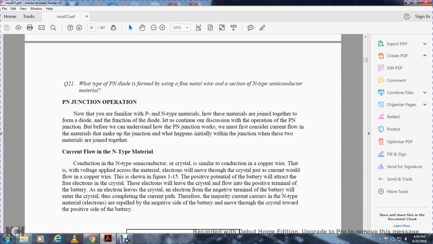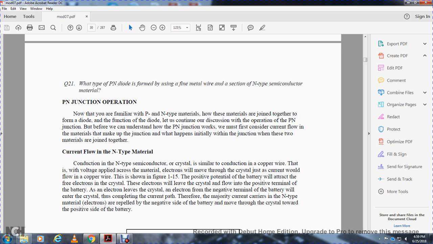Current flow in the negative type of material, the conduction of the N-type semiconductor crystal, is similar to conduction in copper wire when a voltage is applied across the material. The electrons will move through the crystal just as current would flow through copper wire. This is shown in Figure 115. The positive potential of the battery will attract the free electrons of the crystal. Electrons will leave the crystal and flow into the positive terminal of the battery.